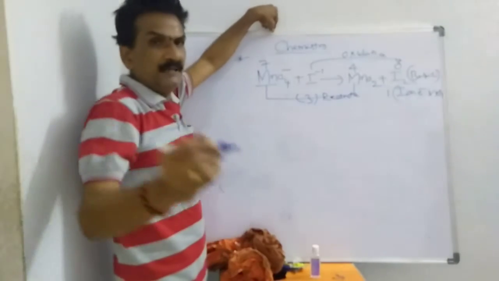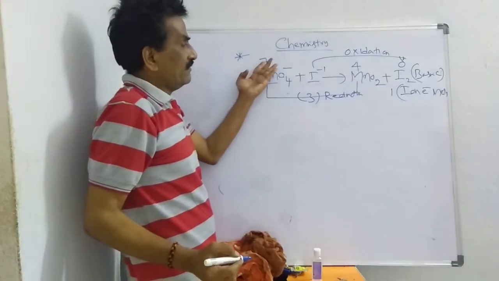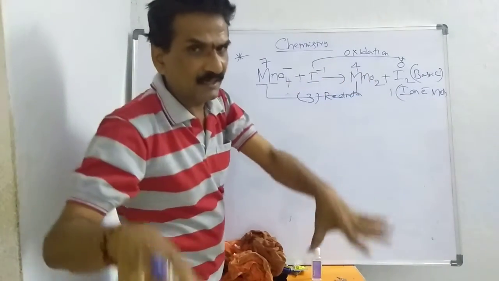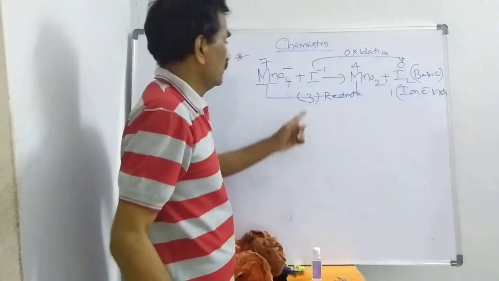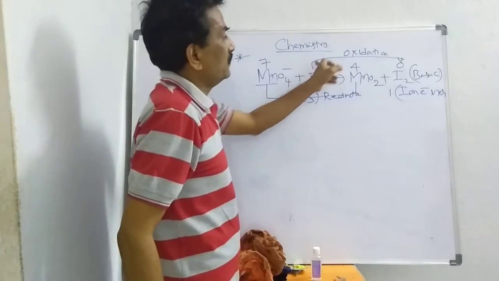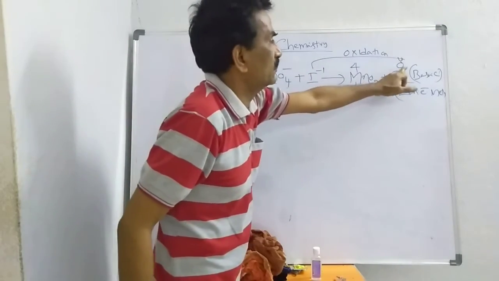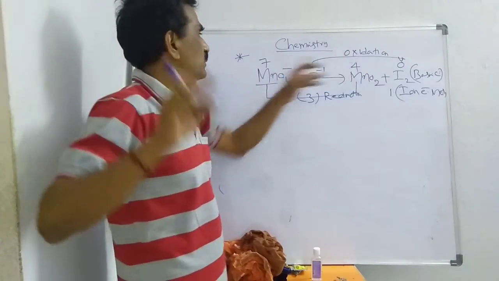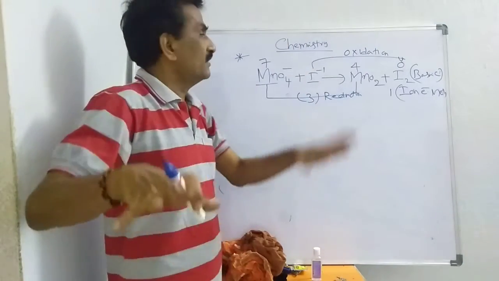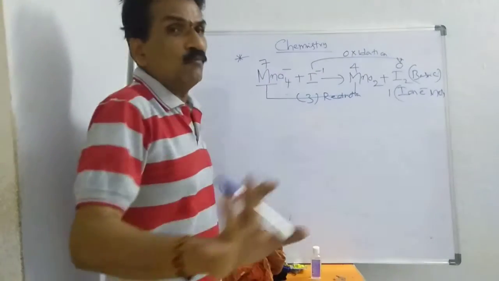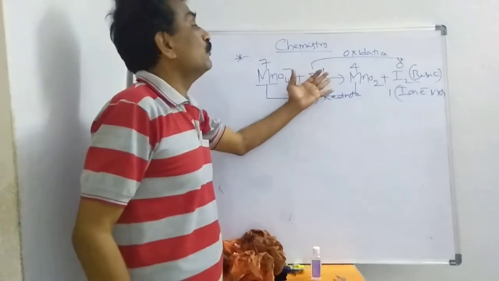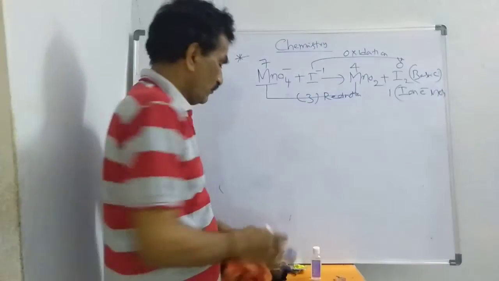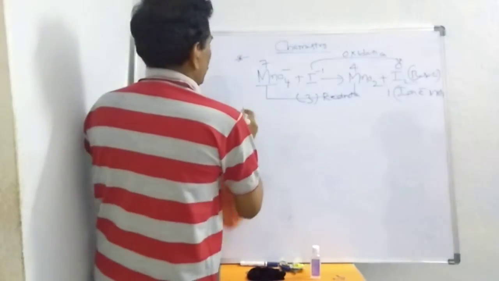So let me repeat once again. Here manganese goes from 7 to 4, a decrease. If oxidation number decreases, that reaction is called reduction. If oxidation number increases, that is nothing but oxidation. So minus 1 to 0 is an increase, oxidation; 7 to 4 is a decrease, reduction. Okay. Now what I am going to do is divide it into two half reactions.